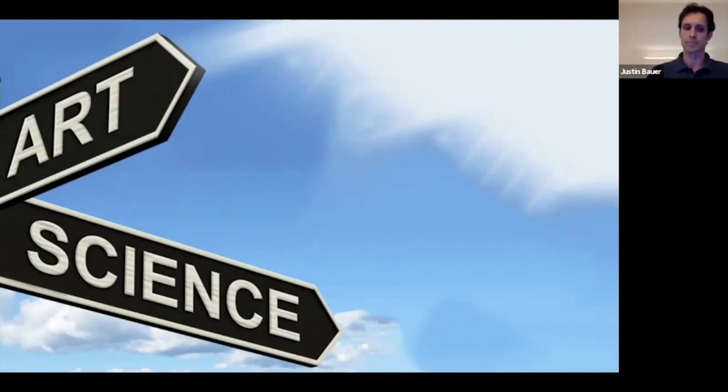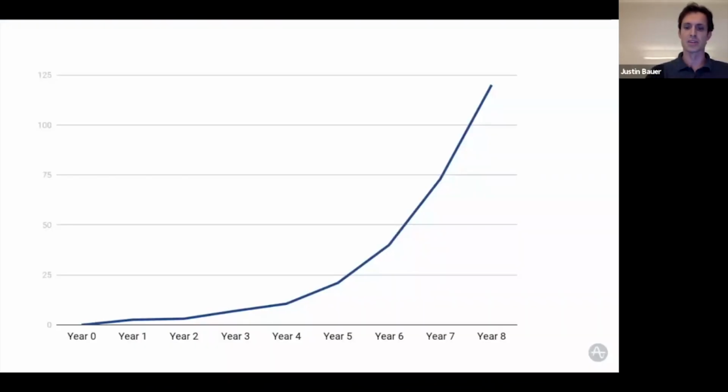But before we do that, a quick history lesson to demonstrate why it's so important that we think about both the art and science of product development. I'll start with this simple graph, which is a growth curve. Any guesses as to what this graph represents? So this actually represents the growth of the internet and how long it took for it to get to 100 million users. It's about 8 years to get to 100 million users. It was actually one of the fastest adoptions of a technology ever at the time.